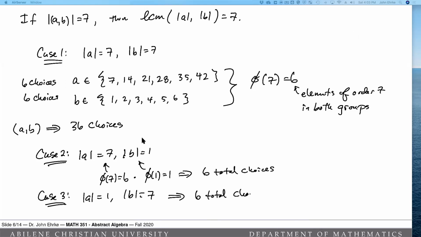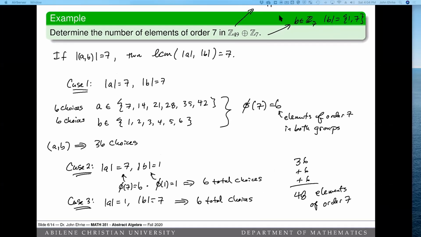So if we're looking to create an element of order 7, case 1 says we've got 36 ways, added to 6, added to 6. So there would be a total of 36 plus 6 plus 6, or 48 elements of order 7. So when you look at this problem, there are 48 elements of order 7 in this group. And this group would have 49 times 7 total elements. So what is that? 343. So there'd be 343 elements in this group, and 48 of them have order 7.